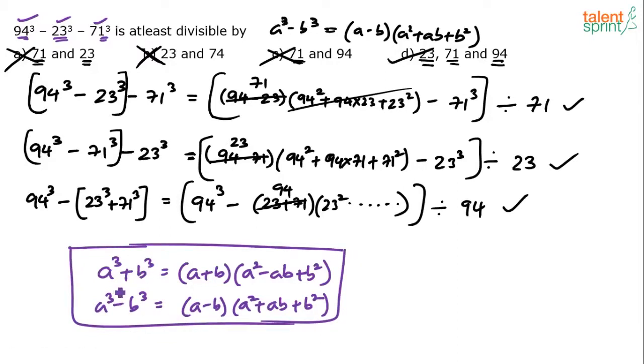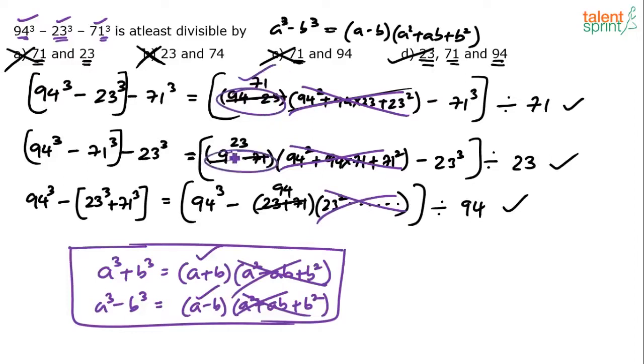So all I know is if I take a cube plus b cube or a cube minus b cube form, I'll be getting a plus b or a minus b as one of the terms. I'm not worried about this part, so don't waste your time in expanding this or even writing it. You should not even write this. 94 minus 23, 71. 94 minus 71, 23, and 23 plus 71, 94. All these are there.